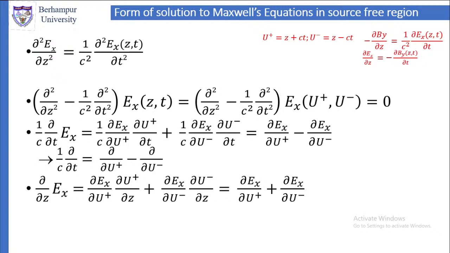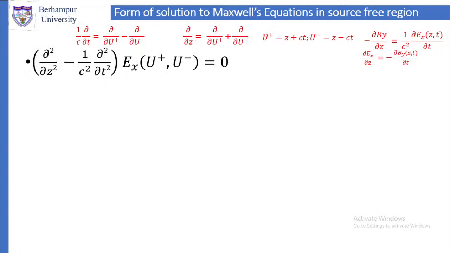Since the left hand side and right hand side are both operating on Ex, we can simply write the operator ∂/∂z is equal to ∂/∂u+ plus ∂/∂u−. This is how we can write it. So we have got two operators. For 1/c ∂/∂t, this operator can be replaced by ∂/∂u+ minus ∂/∂u−. Similarly, the operator ∂/∂z can be replaced by ∂/∂u+ plus ∂/∂u−.